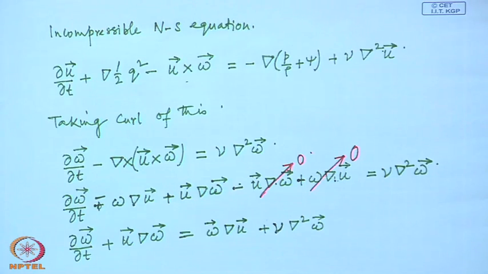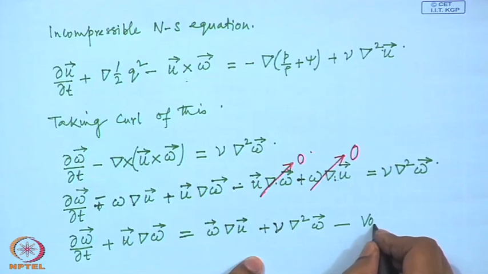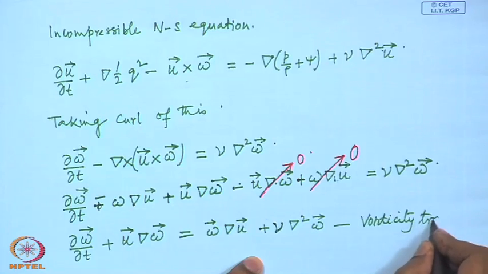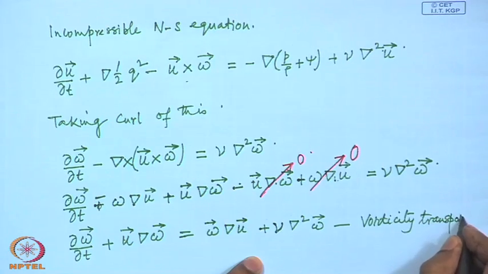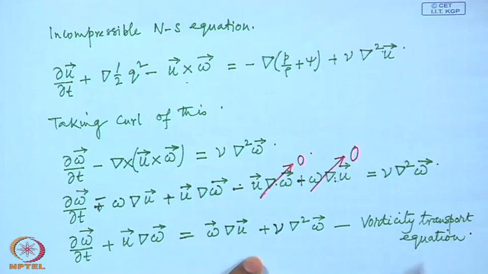Like the momentum conservation equation can also be called a momentum transport equation, which says how the momentum at one point changes, similarly this equation tells how the vorticity at one point changes with time, the rate of change of vorticity. The equation is commonly known as the vorticity transport equation. But essentially this is the same Navier-Stokes equation or momentum conservation equation expressed in the form of vorticity.